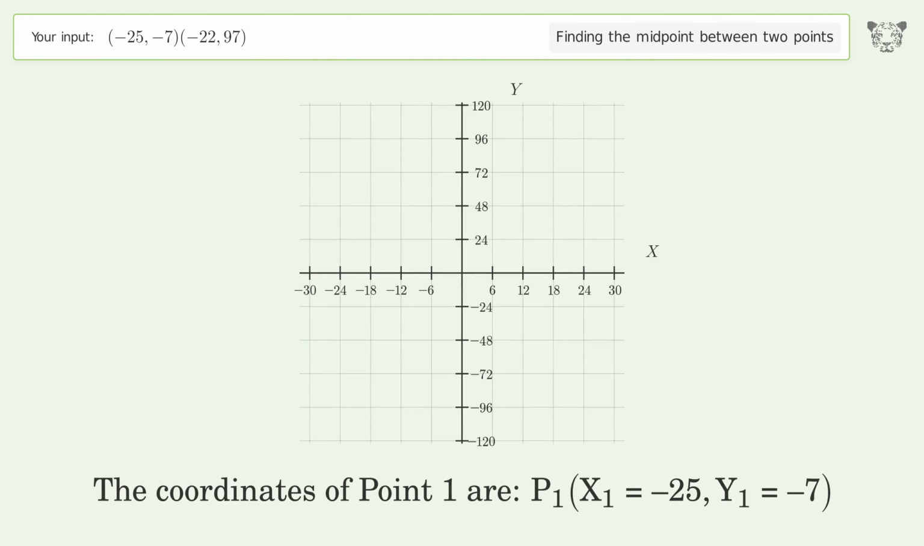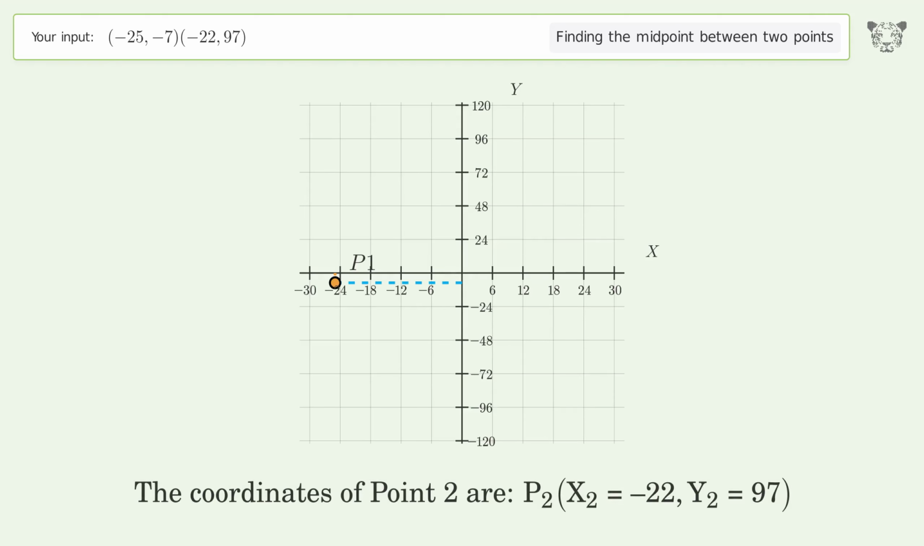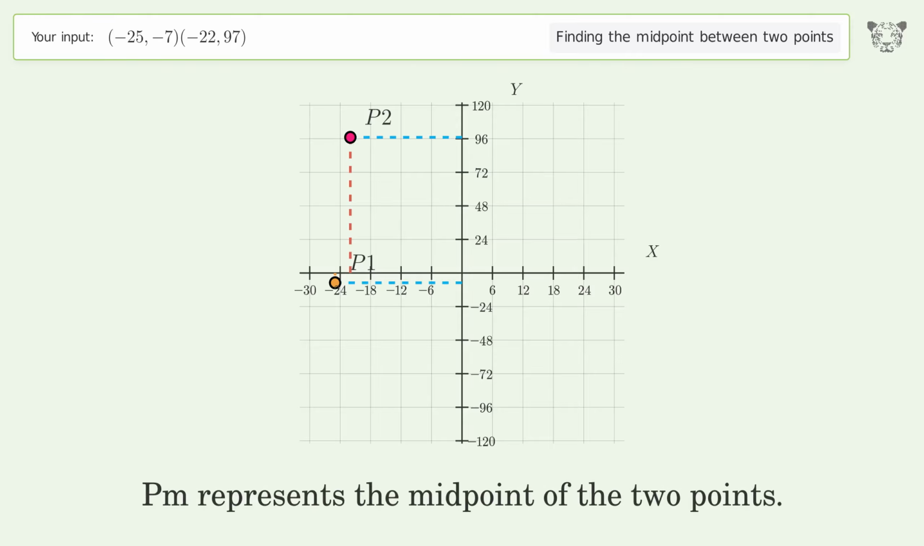The coordinates of point 1 are, x1 equals negative 25, y1 equals negative 7. The coordinates of point 2 are, x2 equals negative 22, y2 equals 97. PM represents the midpoint of the 2 points.